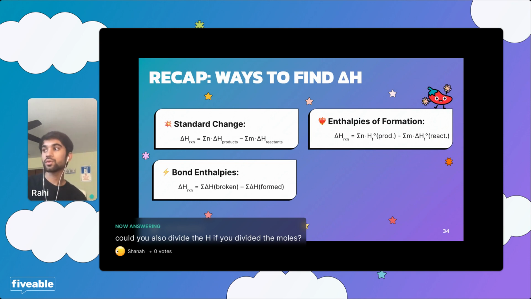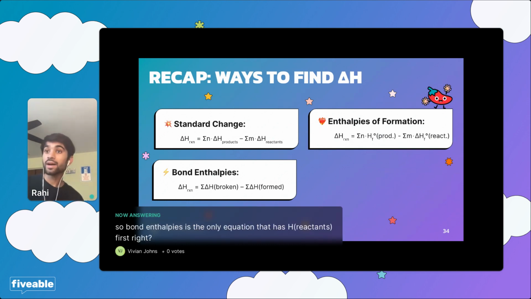Could you also divide the H if you divided the moles? Yes, you can. However, it gets a little bit messy. You can do whatever, as long as you're consistent. Yes, you can. However, I will say that you'll have to multiply much more often than you will have to divide. I don't know if I've ever had to divide, but that's cool. As long as you divide the H, that's okay.